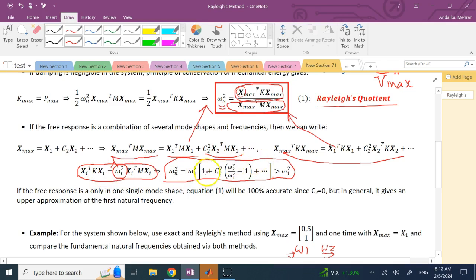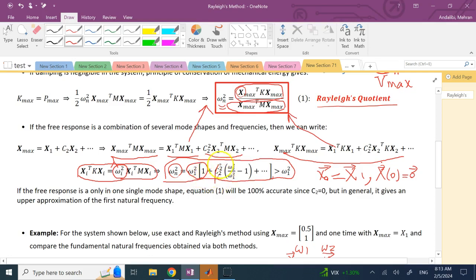Now here, if you look, if C2 is 0, and the reason is x0 is perfectly equal to x1 and x dot at 0, let's say, is 0, then C2 and all the other C's will be 0, so you see your omega n squared is going to be exactly omega 1 squared. As I said, you get the exact solution.